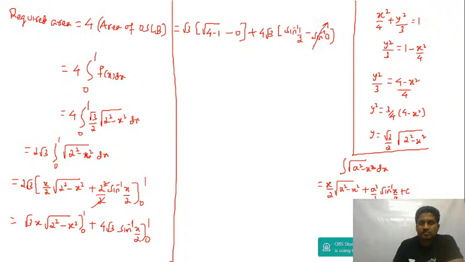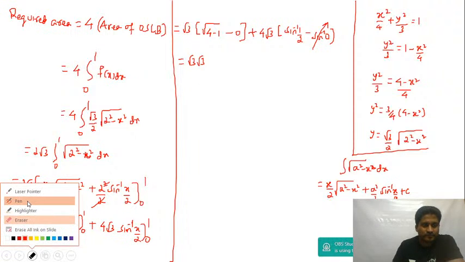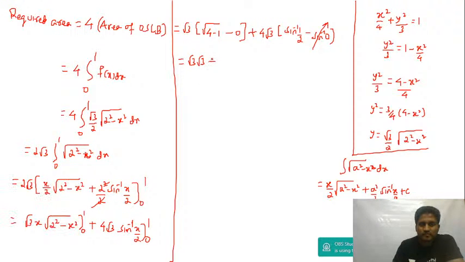This is 0. Okay, and then you get root 3 into root 3 plus this is 4 root 3. Okay, this will be 4 root 3. Sine inverse of 1 by 2 will be equal to pi by 6. Okay, so this is 2 pi, this is 3.